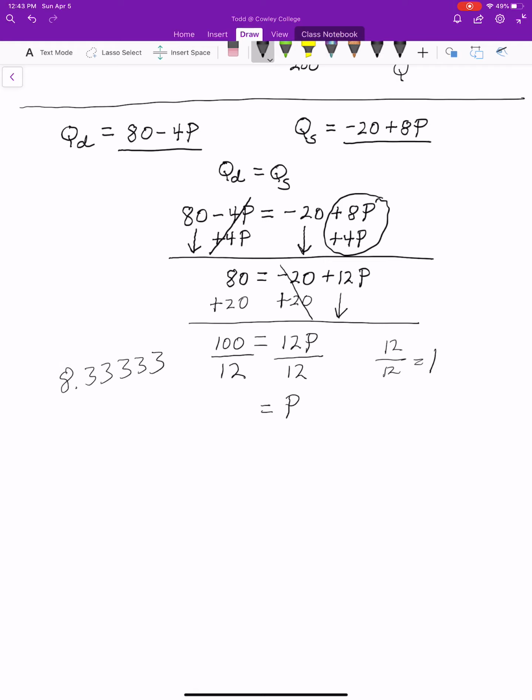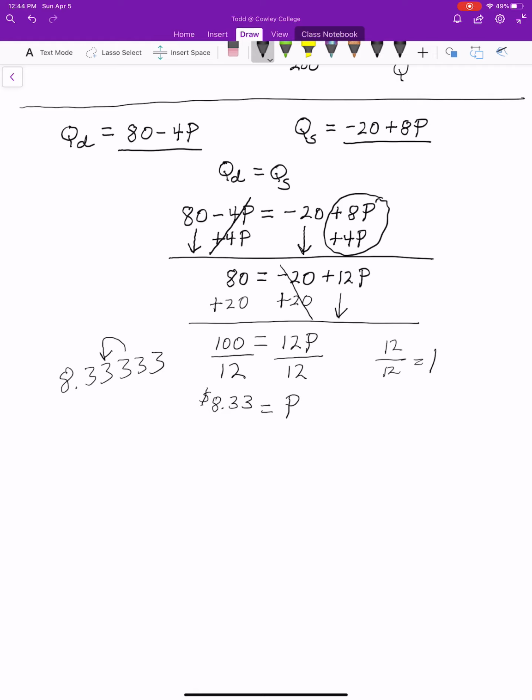0.3333 repeating. So remember, since this is a price, it is a dollars and cents problem, so you always want to round to the second decimal. So your equilibrium price then is going to be $8.33 for the good. All right, so there's your equilibrium price.